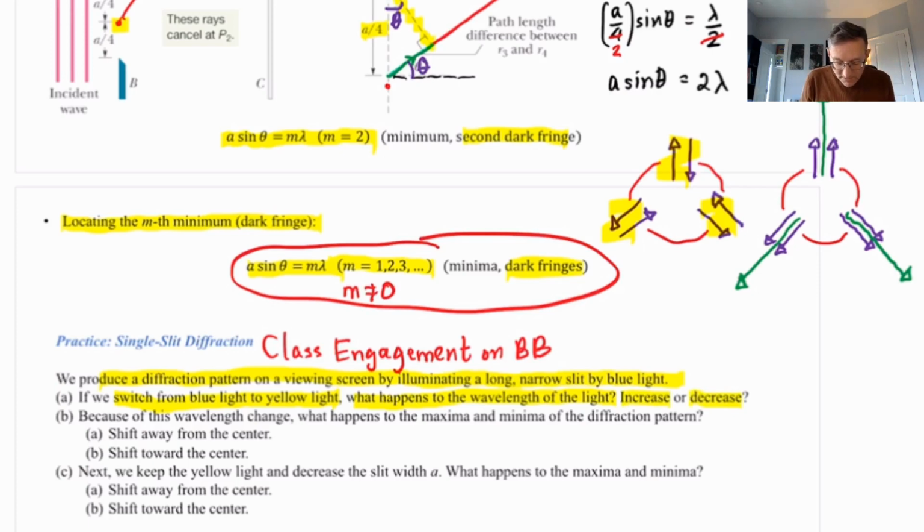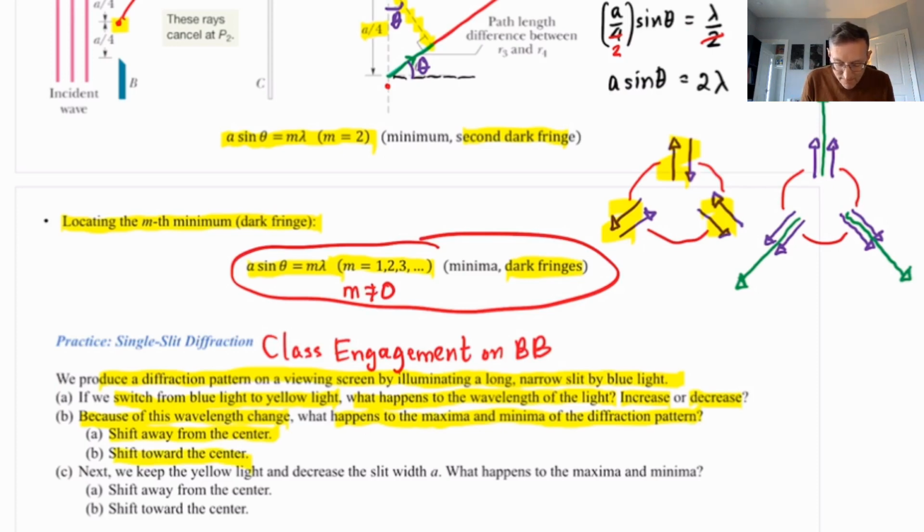Next, because of this wavelength change, you illuminated the slit with blue light, and then on a viewing screen across the way, you saw a diffraction pattern. Now you change the experiment and you illuminate the same slit with yellow light. Because of this wavelength change, what happens to the maxima and the minima of the diffraction pattern, specifically their spacing? Do the maxima and minima of the diffraction pattern shift further away from the central point, or do they shift closer to the central point? Because you changed this wavelength from blue light to yellow light.